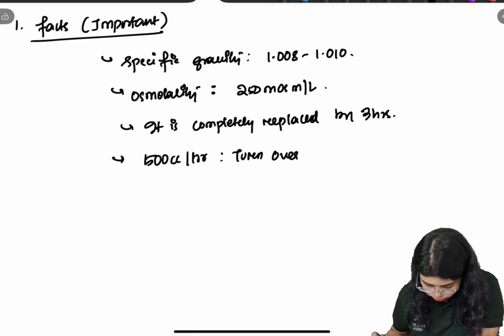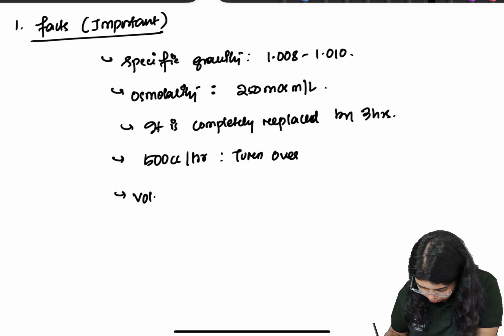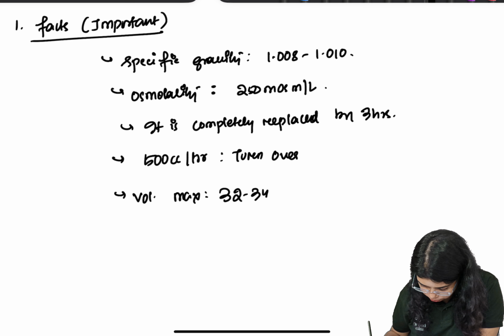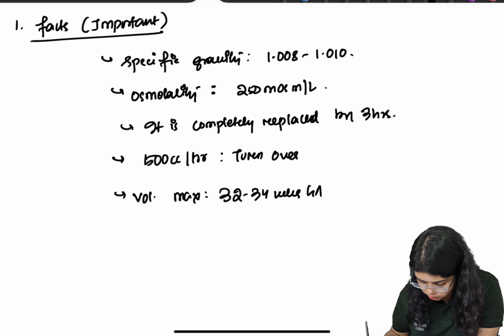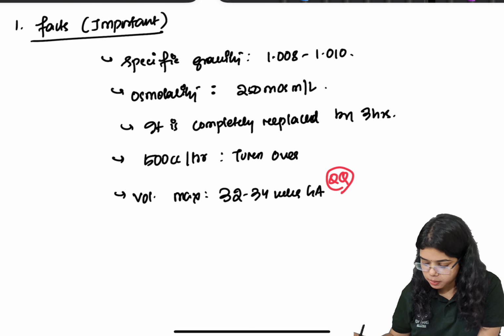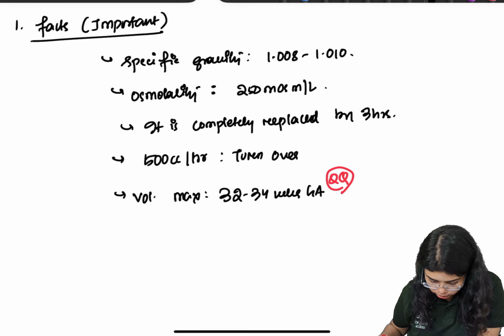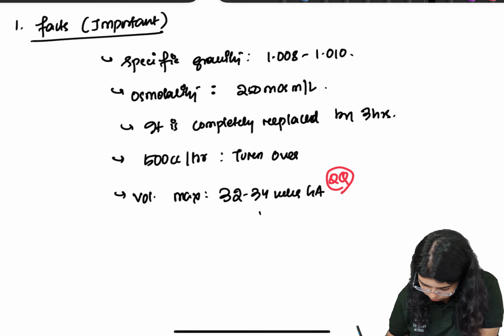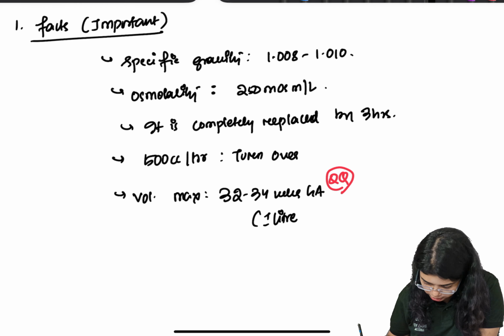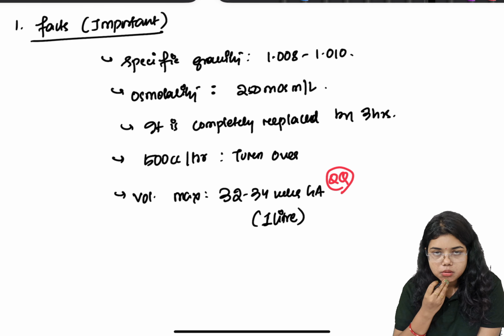And what is the volume? The volume of the amniotic fluid is maximum at 32 to 34 weeks of gestational age, and this is a very important question, often asked in MCQs and also in the Viva. Maximum is at 32 to 34 weeks, that is 1 liter. Then gradually it decreases, and when the pregnancy becomes post-dated, it decreases.